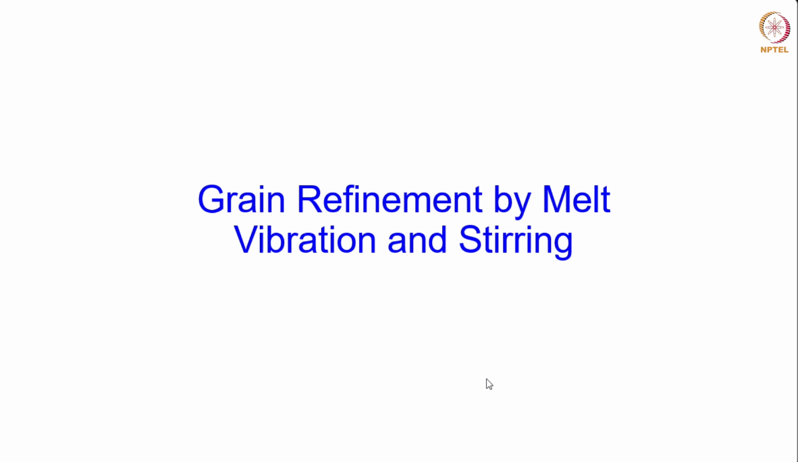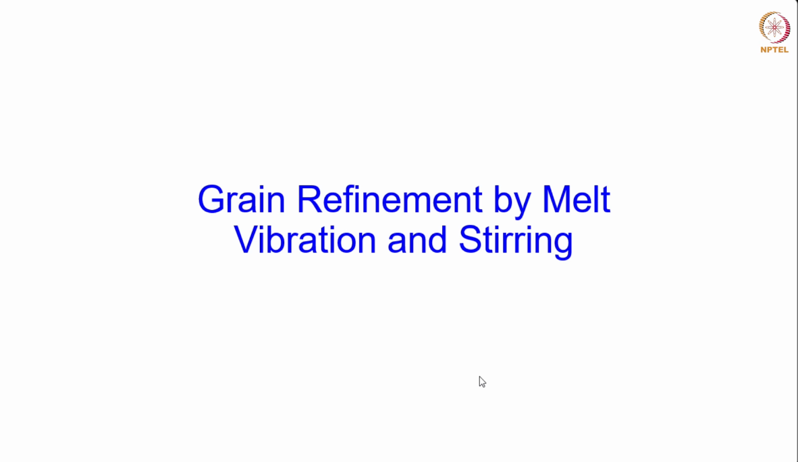But in the liquid metal, apart from addition of such inoculants, you can take the help of some other mechanisms also through which the grain size can be refined, and vibrating or agitating the melt is one such mechanism through which the grain size can be refined during this melting and casting process. Okay, so that is what we are going to talk about right now.